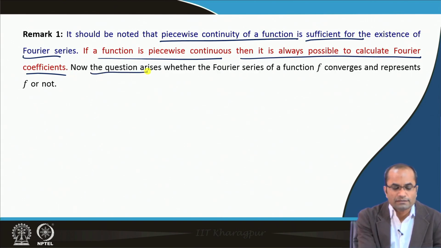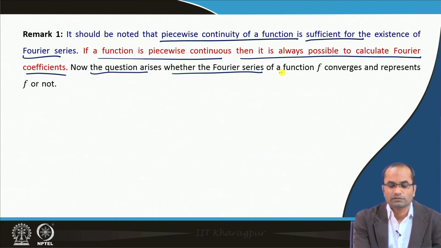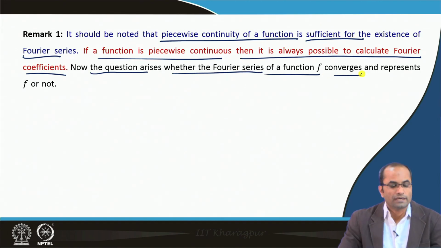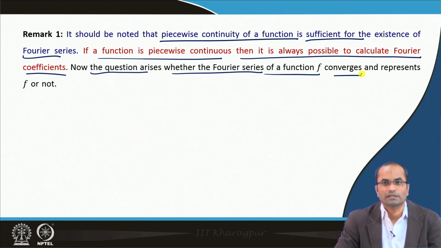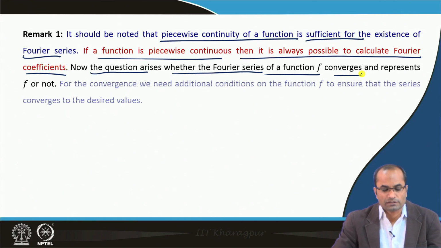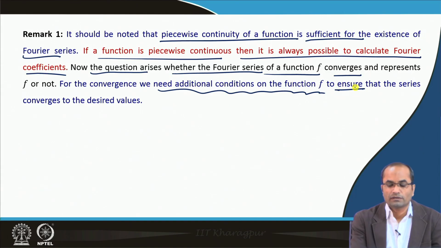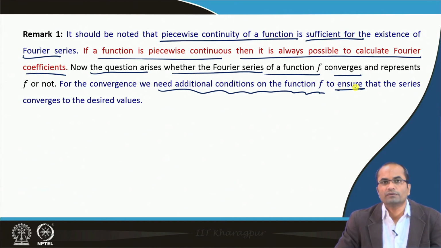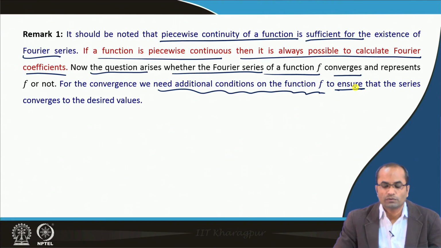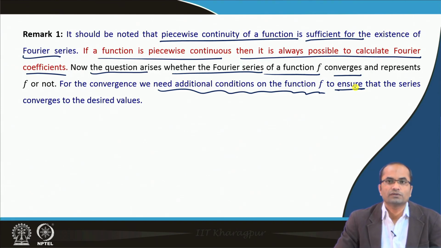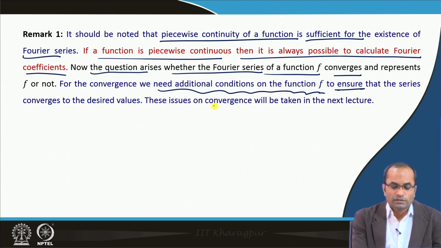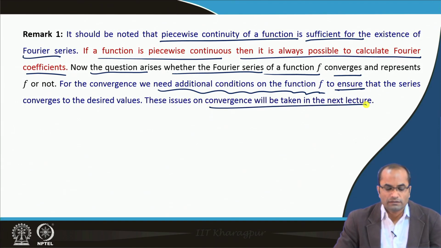Now, the question arises whether the Fourier series of a function converges and represents f or not. That is the question which has to be discussed, and we will discuss it in the next lecture. And there we will see that we need some additional conditions on the function, not just the piecewise continuity, but we need some more conditions to ensure that the series converges to the function to the desired values. So, these issues we will take in the next lecture.